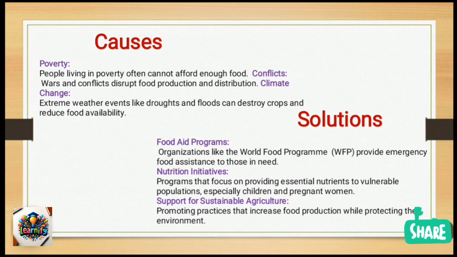Causes: poverty. People living in poverty often cannot afford enough food. Conflicts and wars disrupt food production and distribution. Climate change, extreme weather events like drought and floods can destroy crops and reduce food availability.